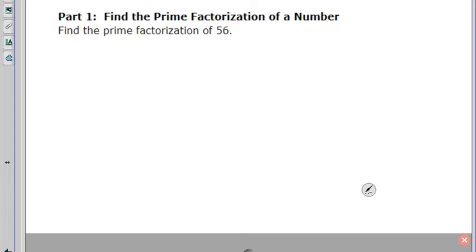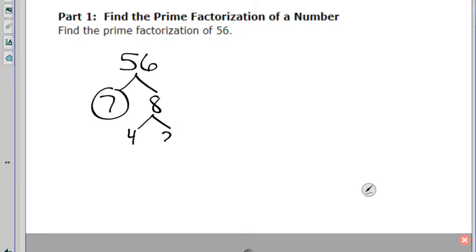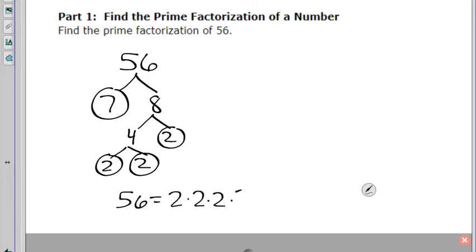All right, let's find the prime factorization of 56. We're going to make a factor tree. That's 7 times 8. 7 is prime. 8 is 4 times 2, and 2 is prime. And 4 is 2 times 2. Now I'm done, I have all prime numbers. And so we could say 56 equals 2 times 2 times 2 times 7. Now, if you want to get real fancy, there's another way to write that. I could say that's equal to 2 to the third power times 7. Yes, I rewrote 2 times 2 times 2 as 2 to the third power to save a little writing.